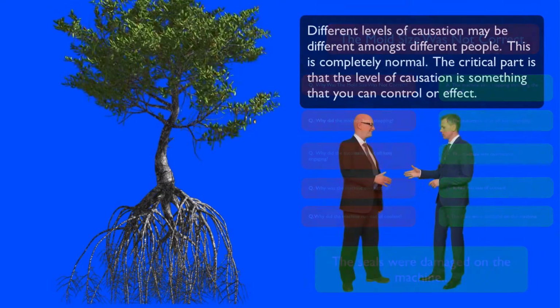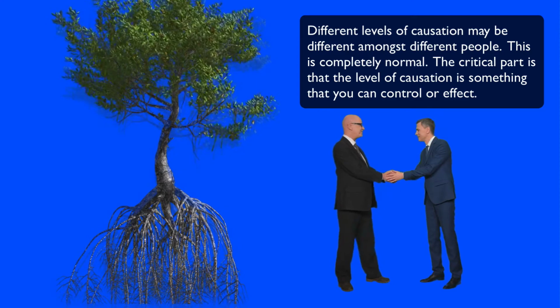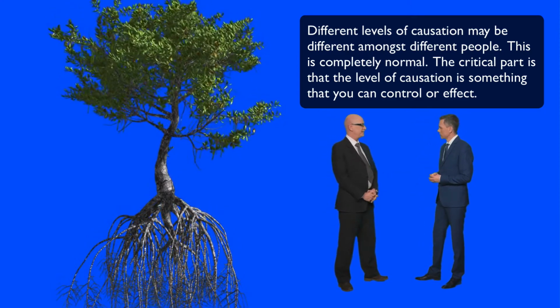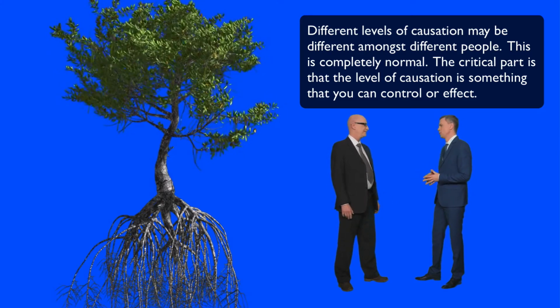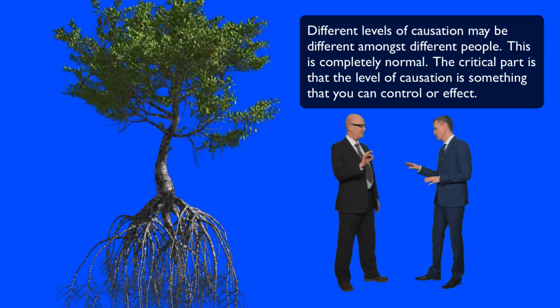Here's another tip. Different levels of causation may be different amongst different people. This is completely normal. The critical part is that the level of causation is something that you can control or affect. If you cannot, you need to back up and change the context of your why question. There will also be times that you can drill deeper than just 5 whys. This does not mean you have done something wrong. It just means you might have taken a different approach to your questioning and you need to keep digging.